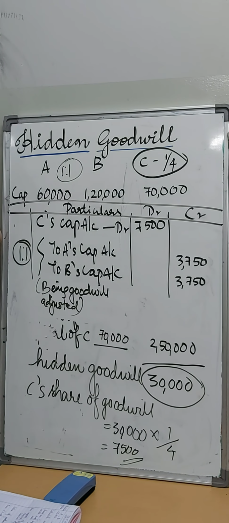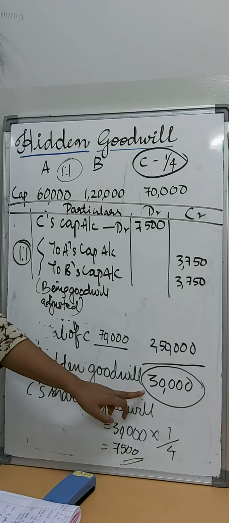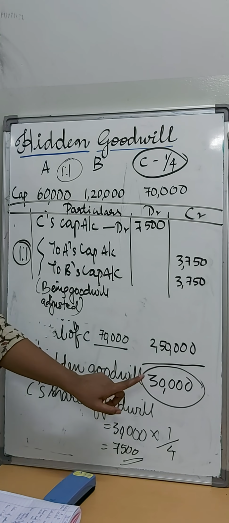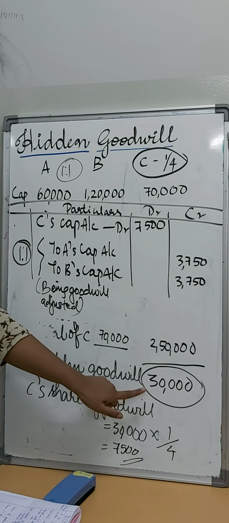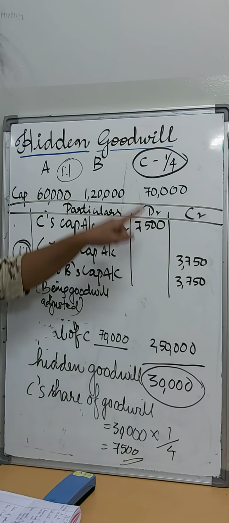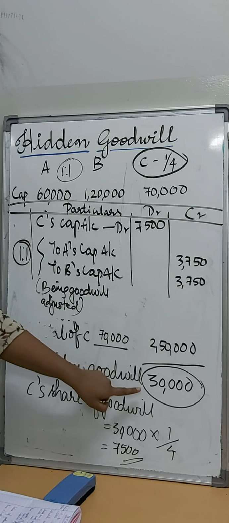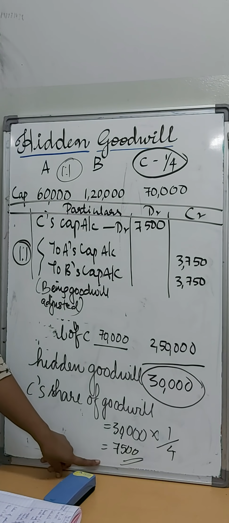Second step, you have to add the capital of all the three partners. Partner A plus B plus C comes to only 2,50,000. So 2,80,000 minus 2,50,000 is 30,000. That is the total goodwill of the firm. From this total goodwill, we need to find out C's share of goodwill. That is 30,000 into 1/4th, 7,500.